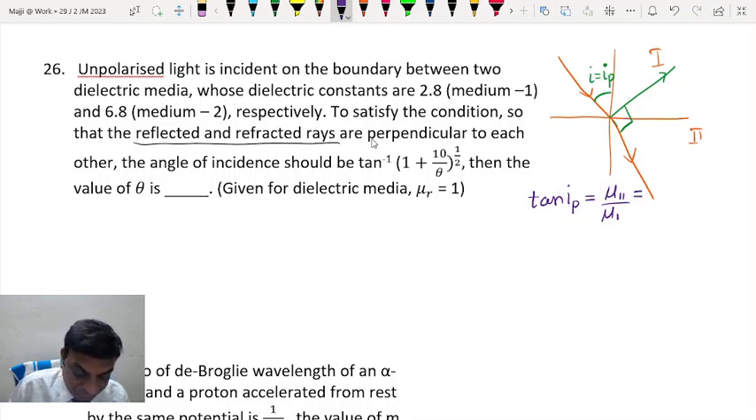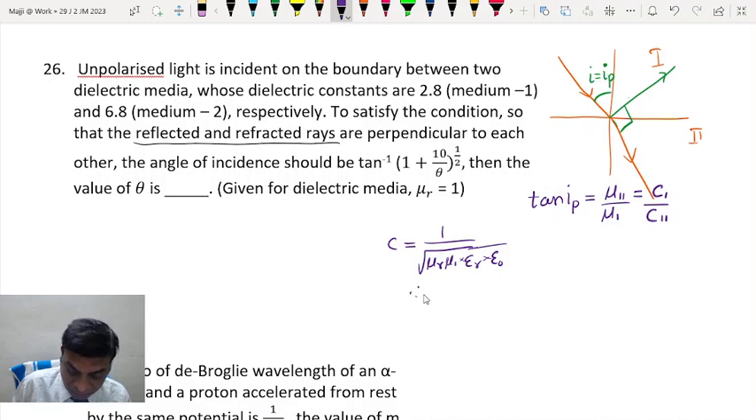So what is the refractive index of the second? This will be the speed of light in the first medium upon the speed of light in the second medium. Now the speed of light in a medium is equal to 1 by under root mu r into mu 0 into epsilon r into epsilon 0.